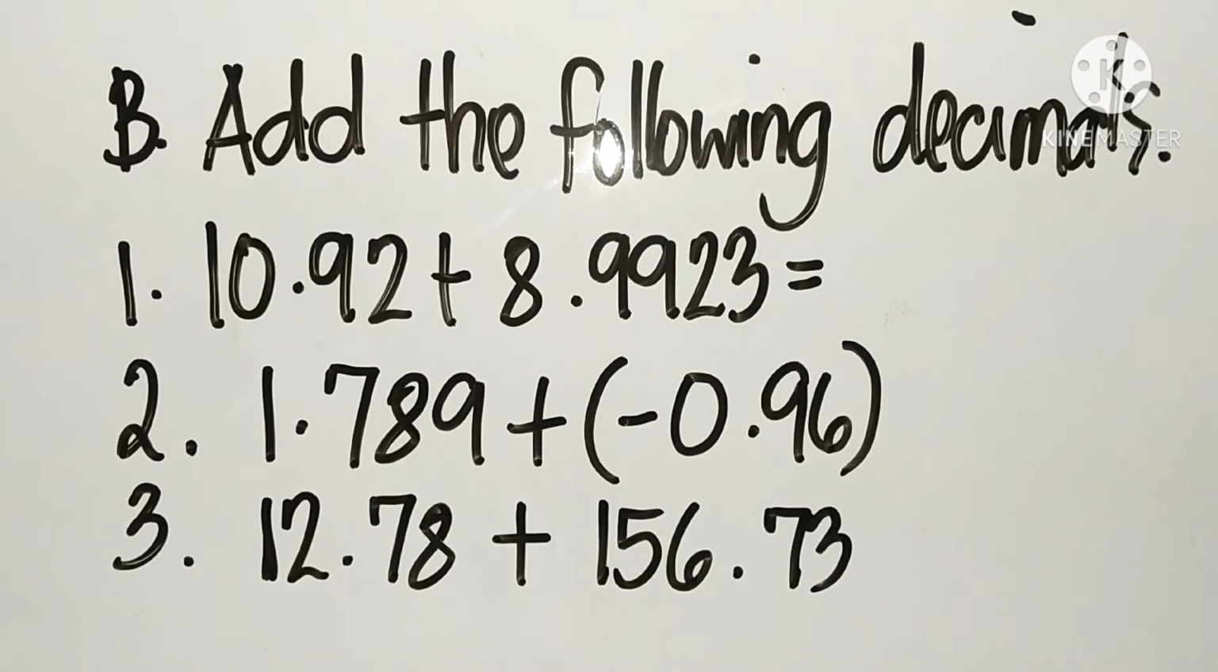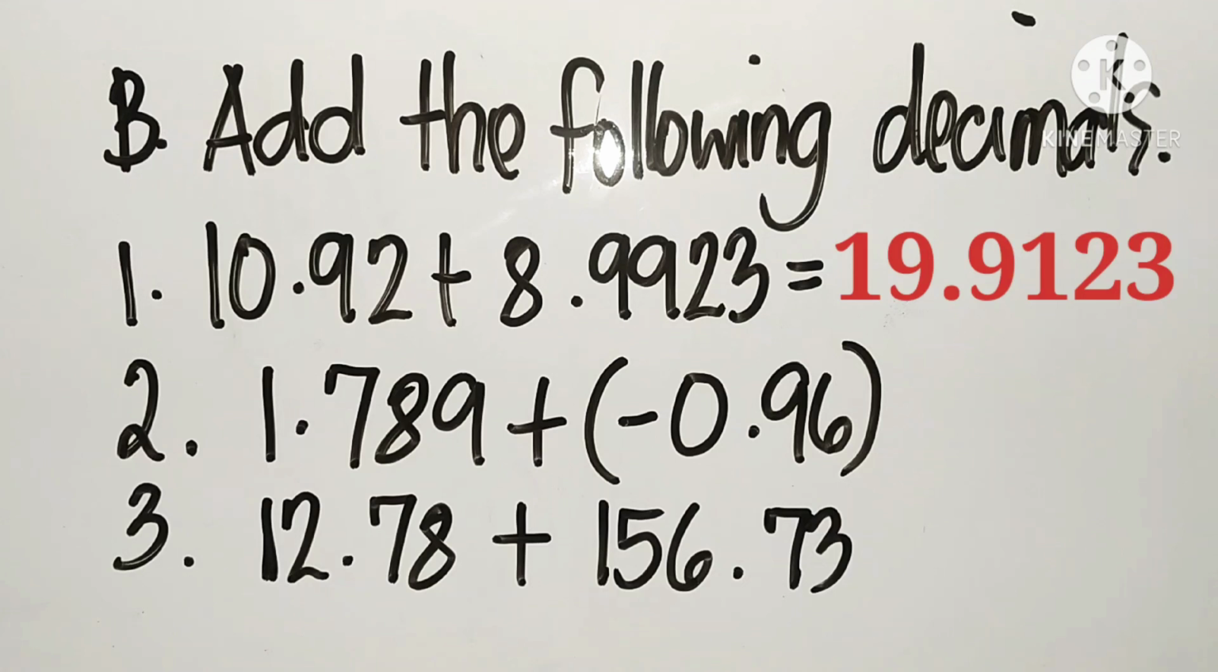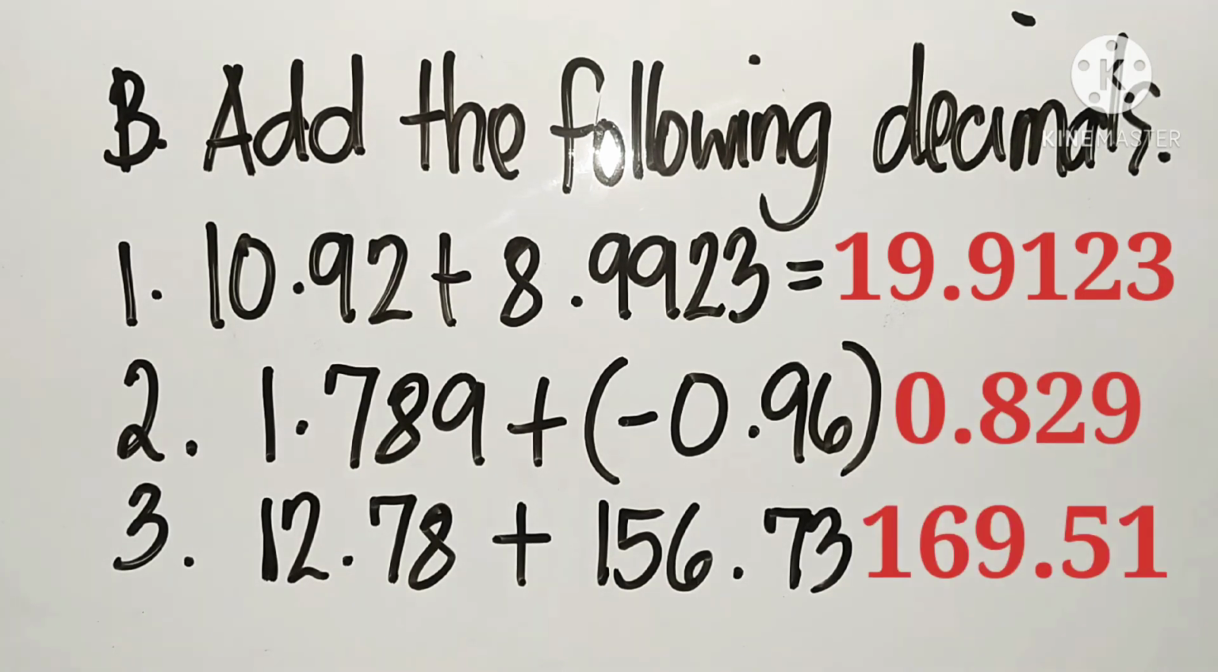Let us check. Number 1, the correct answer is 19 and 9,123 10,000ths. Number 2, 829 thousandths. Number 3, 169 and 51 hundredths.